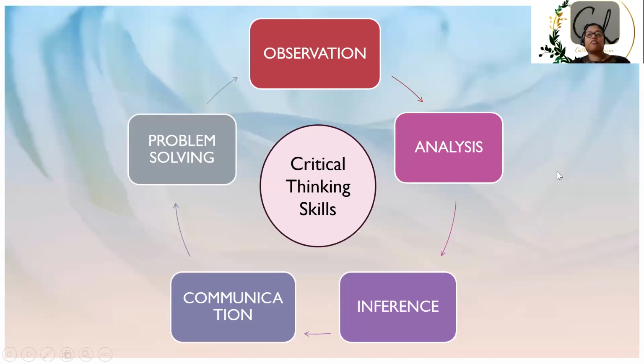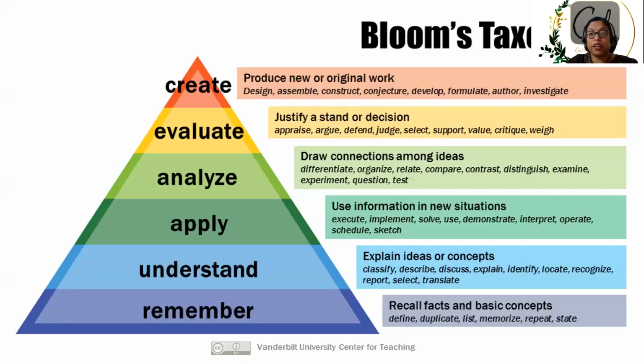So what are the skills of critical thinking? Critical thinking skills are observation. As I have told you, whenever we are thinking, the first thing in the mental process is observation. I will observe at first. Similarly, the students will observe at first. They will observe, they will analyze, they will infer from it, then they will communicate with each other, and together they will solve the problem. So these are the critical thinking skills which are required.